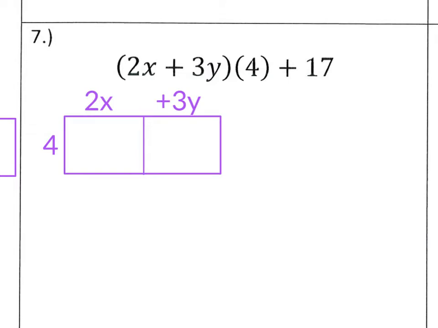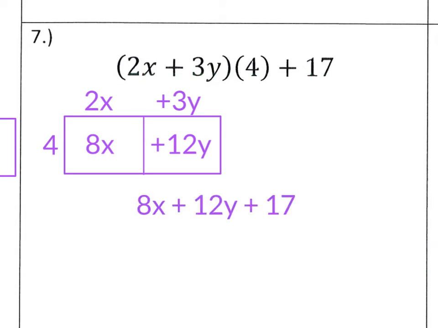So now to fill in my box, I have 4 times 2x. 4 times 2 is 8, and then I just have that x. And then I have 4 times 3y. 4 times 3 is 12. And then I just add the y along, so it's plus 12y. So that's what I get when I multiply the 2x plus 3y times 4. So I'm going to rewrite it. And then I brought along the 17 because I still had this plus 17 that I haven't done anything with yet. So that came along.